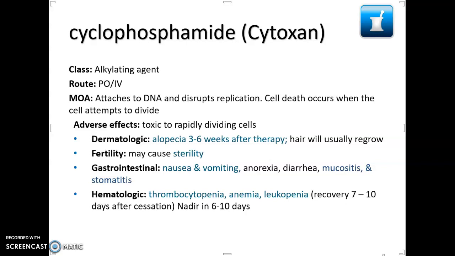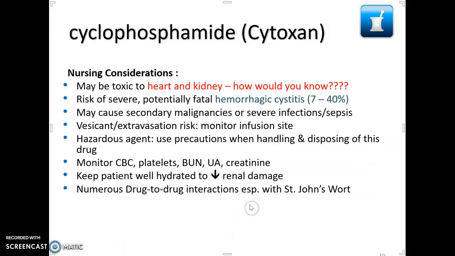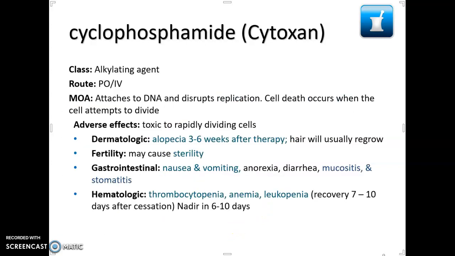So adverse effects, it definitely causes alopecia. It can cause sterility, which many chemos can. It does cause nausea and vomiting, anorexia, diarrhea, mucositis, and stomatitis. And then on here, hematologic, thrombocytopenia, anemia, and leukopenia. And one more thing I want you to add on here, which isn't on here. I want you to add on hemorrhagic cystitis.